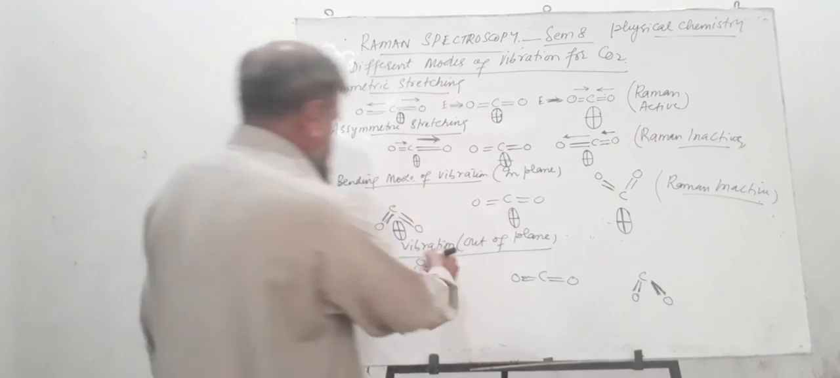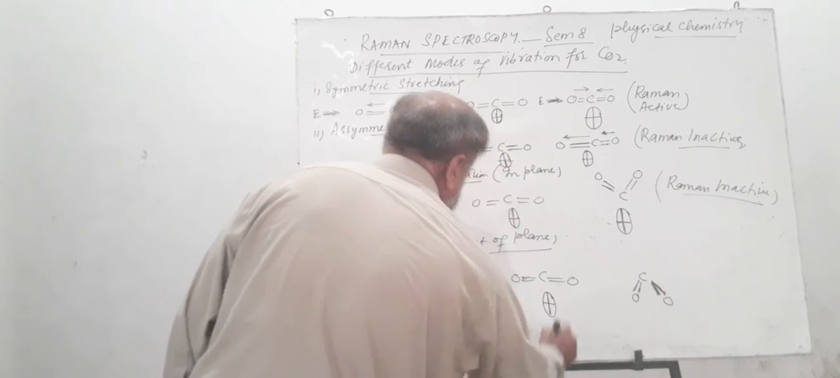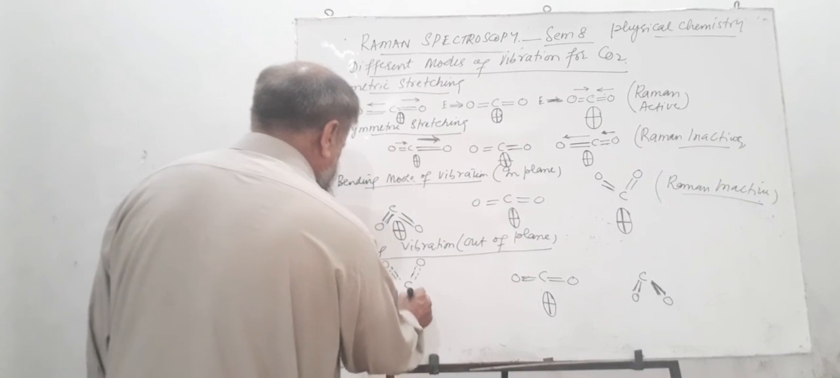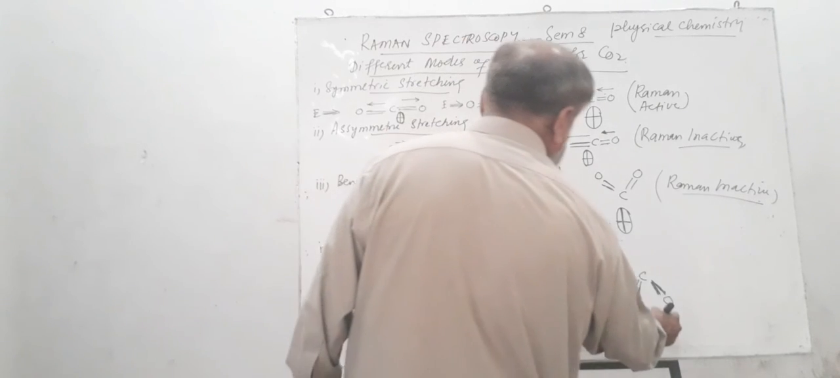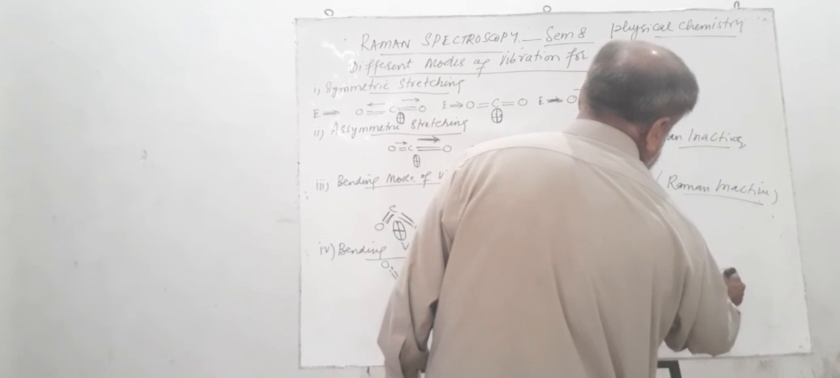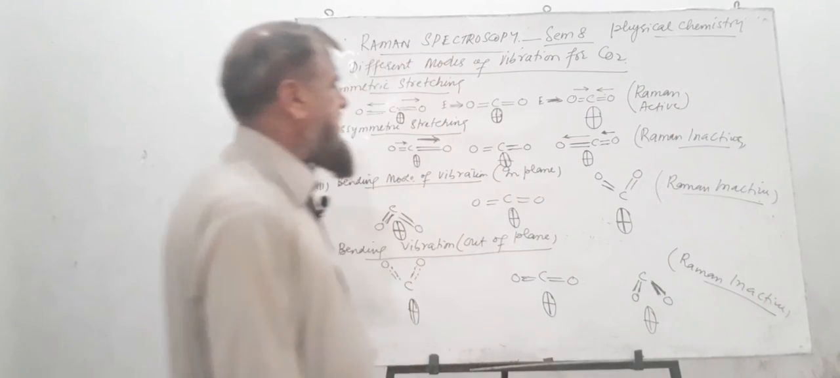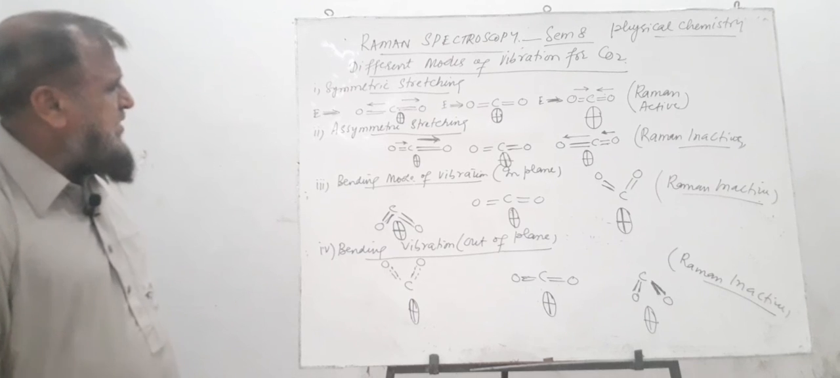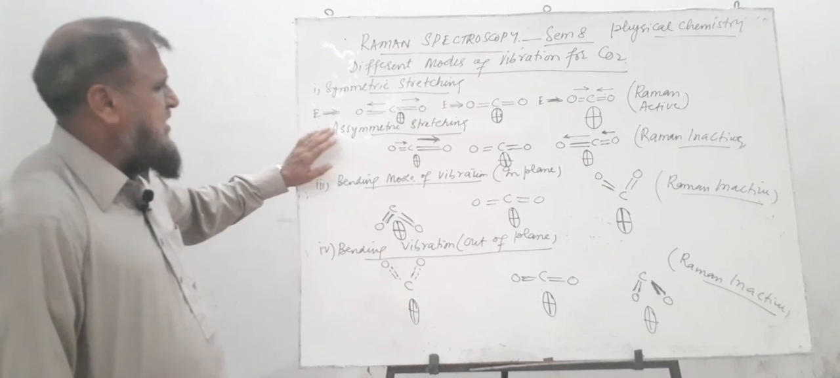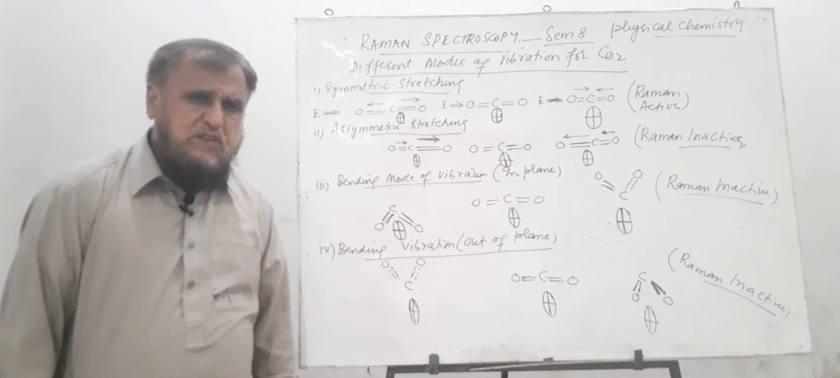Same will be the case with the bending vibration, which is out of plane. Here we will also have the polarizability, and polarizability will remain the same. And this vibration will also be Raman inactive. So in case of carbon dioxide, only one vibration is Raman active, which is symmetric stretching, and all the three other vibrations, asymmetric stretching, bending mode of vibration in plane and bending mode of vibration out of plane, they are Raman inactive.